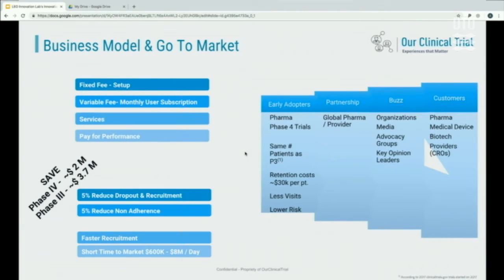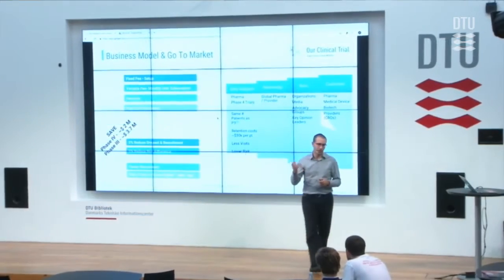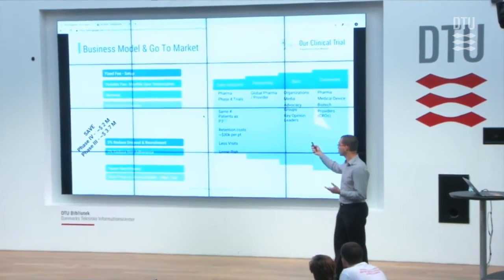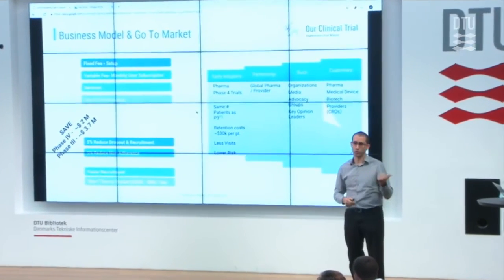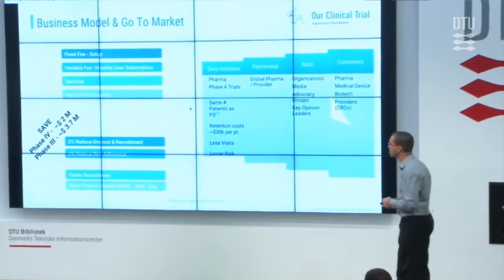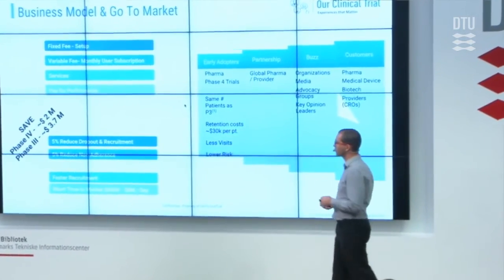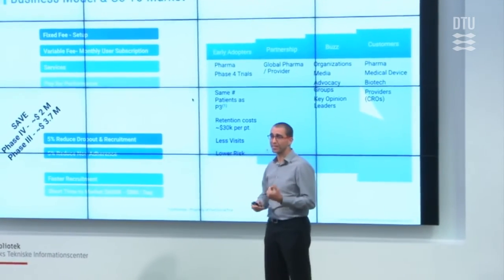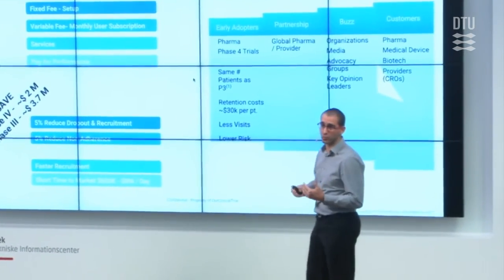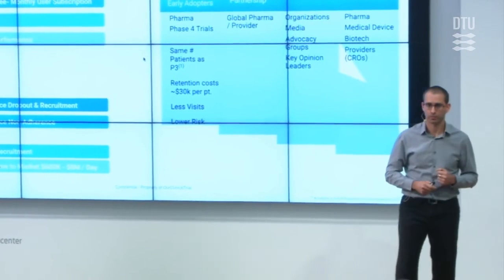So from a business model perspective, we're talking about a fixed setup fee and a variable fee depending on the volume of patients, the volume of users, and additional services, community management and manual moderation. The value we provide is reducing dropout and increasing adherence. This will save millions per trial.